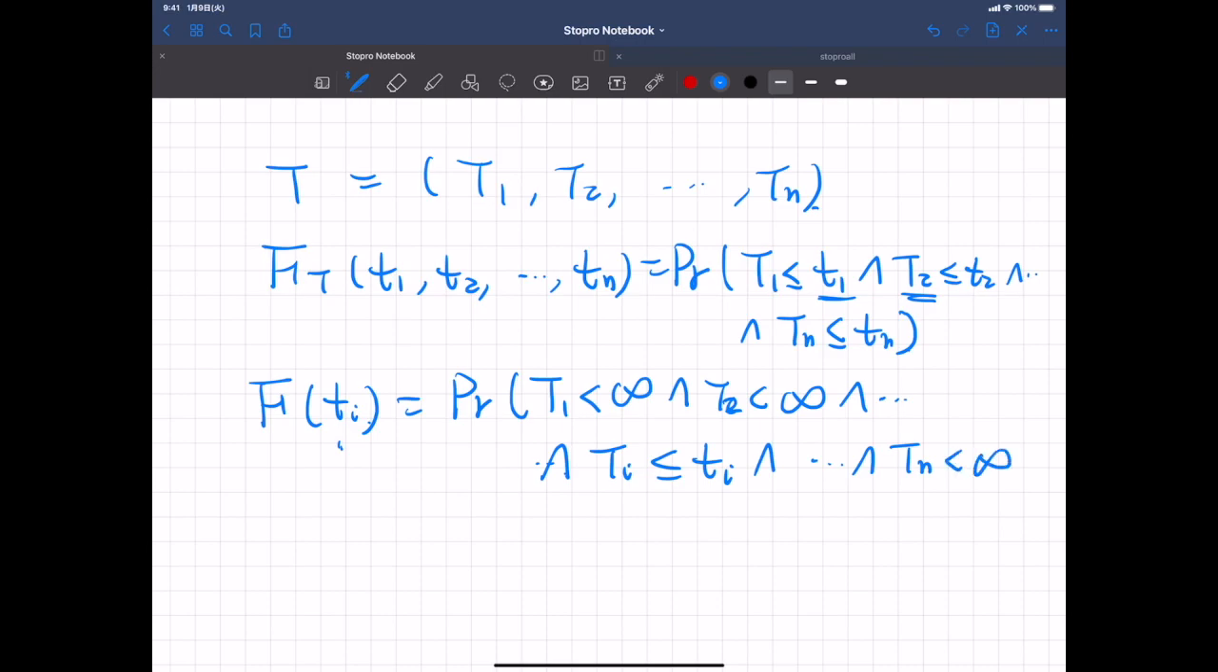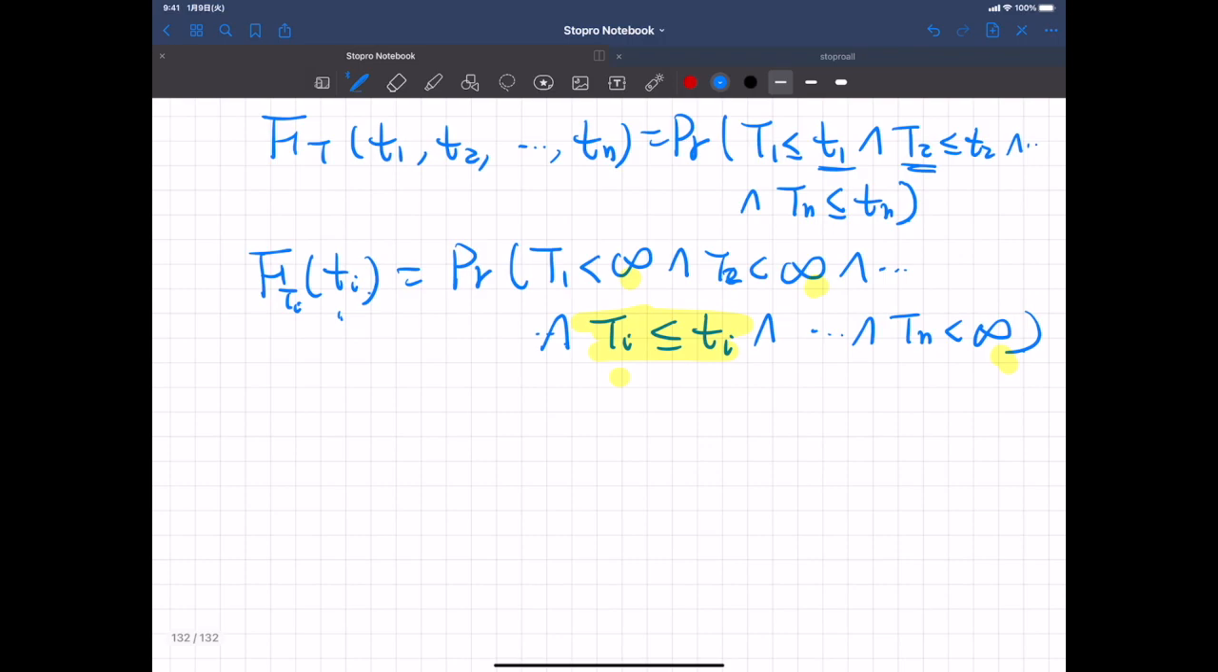Tn less than infinity. So only Ti is less than some finite value, and everything else is less than infinity, which means all the values. So this is multidimensional integration of all variables except for ti. Well, I should put ti here.